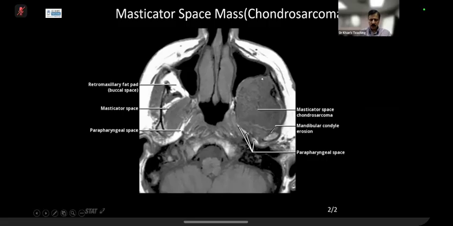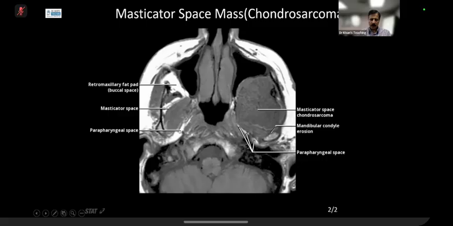So, the first thing is ask yourself which space is involved. It's a good idea to compare it with the right side when you're not experienced. So, you can see that this is the mandible, and you can see that these are the muscles of mastication. Here, there is a mass which is replacing the muscles. The muscles are not visible. And then it is causing indentation on the maxillary sinus like this.